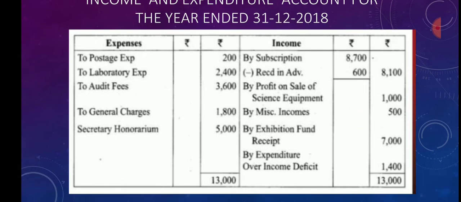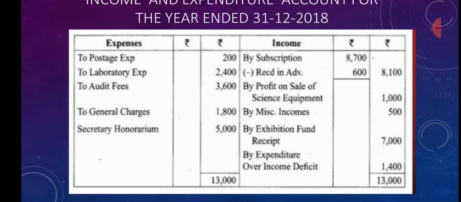Then the expenses side, the debit side: to postage expenses 200, to laboratory expenses 2400, to audit fees 3600, to general charges 1800, secretary's honorarium 5000. See the question: in the payment side, the opening balance and bank overdraft values are excluded.